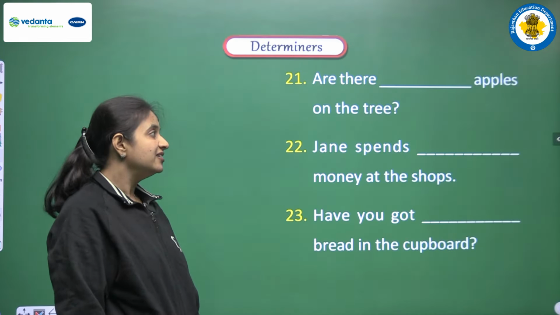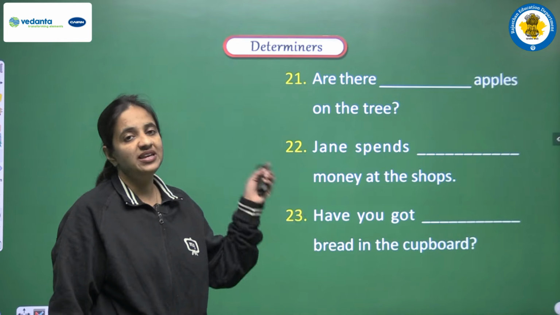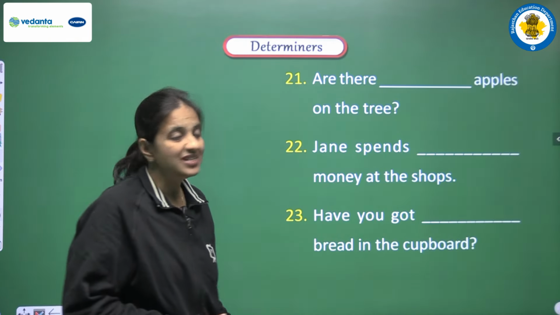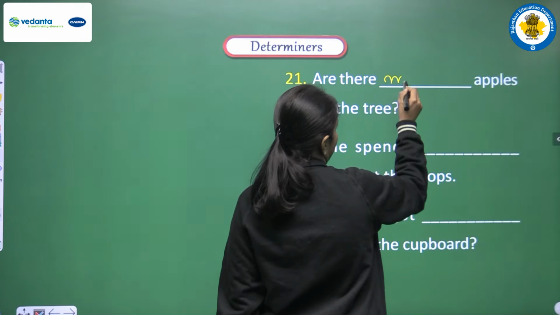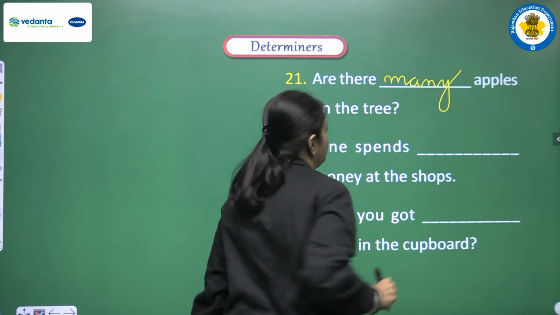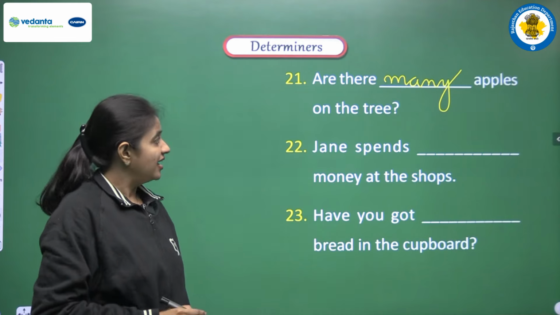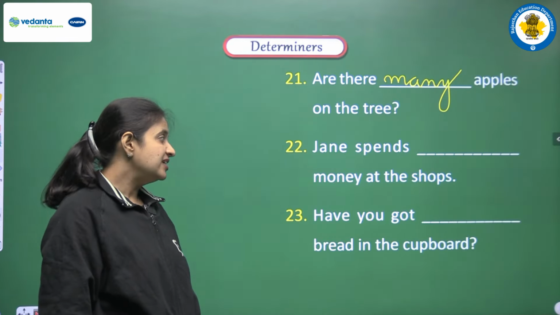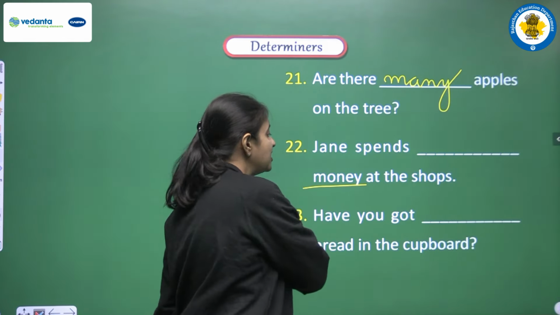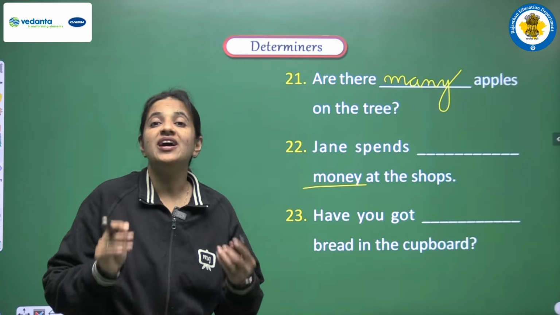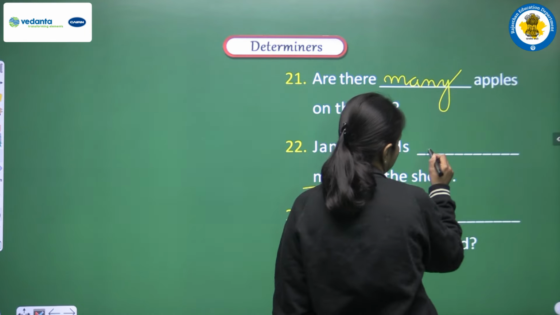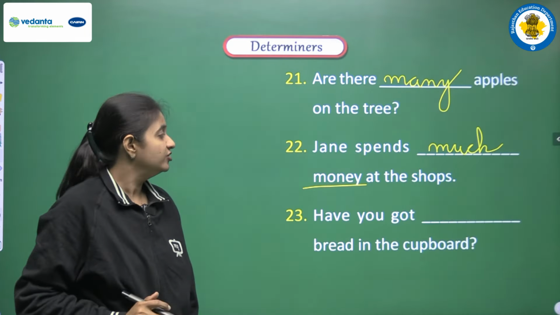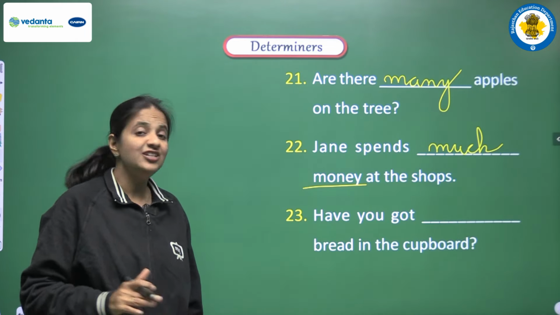Next sentence, are there apples on the tree? So we are having apples, and yes, apples is a countable noun. We can count apples, and in this sentence our answer will be many. And the complete sentence will be, are there many apples on the tree? Next sentence, Jane spends money at the shops. So we have discussed that money comes in the category of uncountable noun, and in this sentence our answer will be much. And the complete sentence will be, Jane spends much money at the shops.